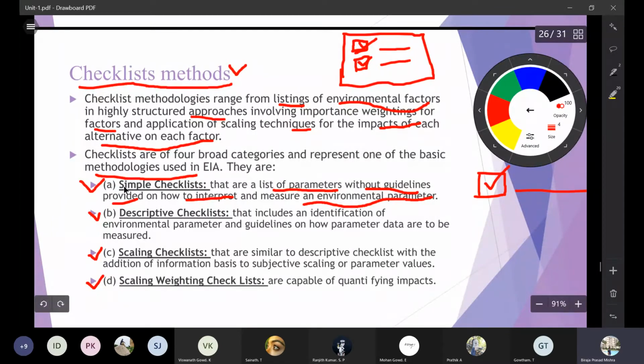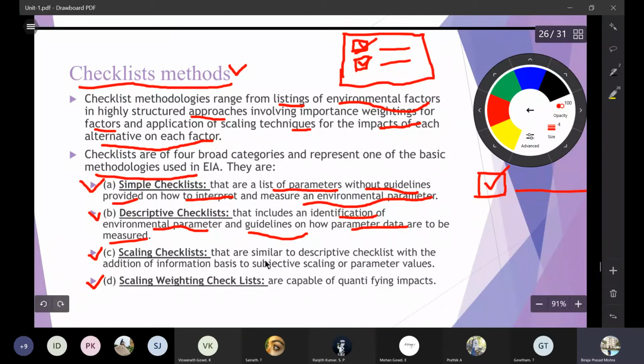Okay, next one is the descriptive one. So as the name suggests, along with the environmental parameters, some guidelines will be there. Okay, so this includes an identification of environmental parameters and the guidelines on how the parameter data are to be measured. Okay, next one is the scaling checklist. So in scaling checklist, as it suggests, it is supposed to give some genuine information which is based on scaling or parameter values.